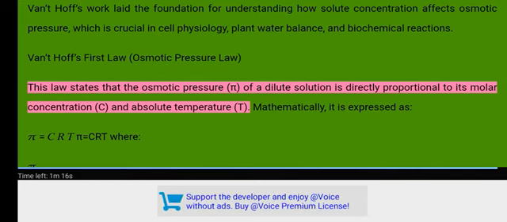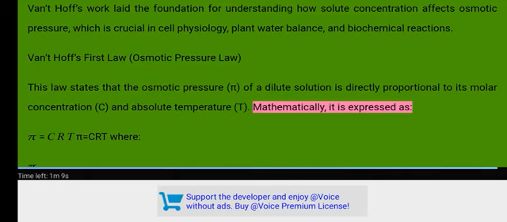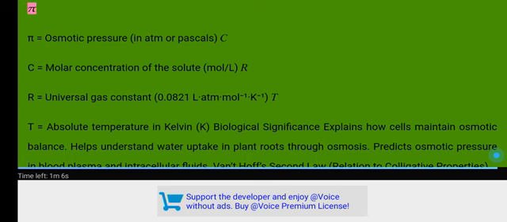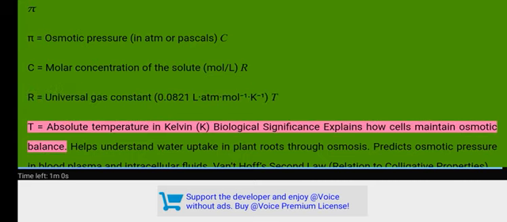This law states that the osmotic pressure, pi, of a dilute solution is directly proportional to its molar concentration, C, and absolute temperature, T. Mathematically, it is expressed as pi equals CRT, where pi equals osmotic pressure in atm or pascals, C equals molar concentration of the solute in mole per liter, R equals universal gas constant, 0.0821 L atm per mol K, T equals absolute temperature in Kelvin, K. Biological significance: explains how cells maintain osmotic balance.